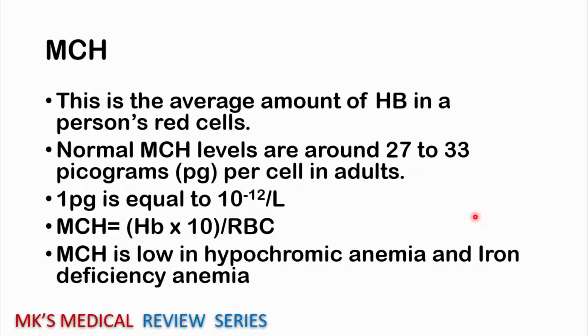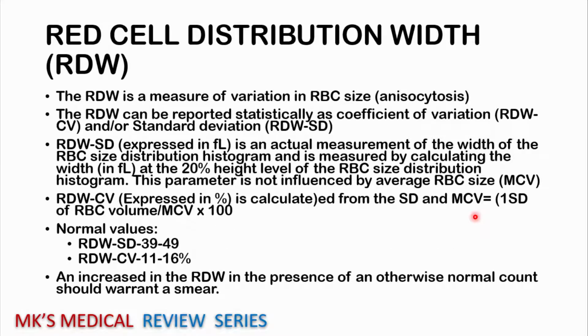And how we calculate the MCH, we say the hemoglobin multiplied by 10 divided by the RBC. So the MCV is low in hypochromic anemia and in iron deficiency anemia. Then moving on to the red cell distribution width, that often tends to confuse a lot of people.